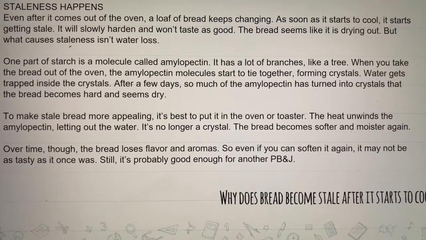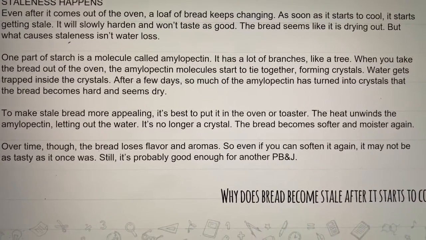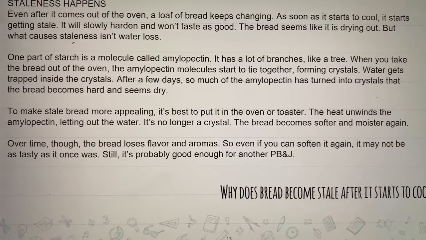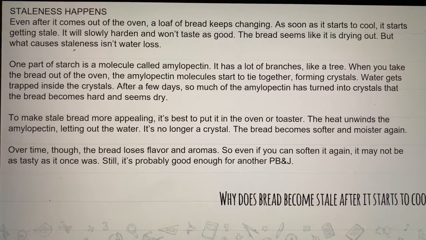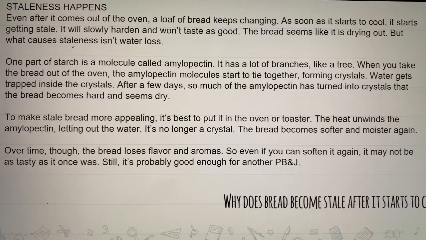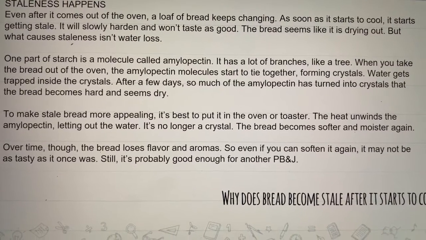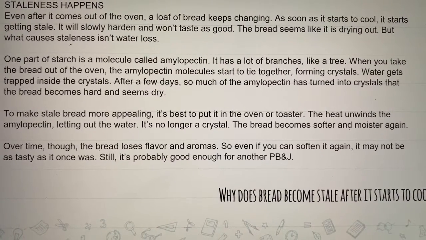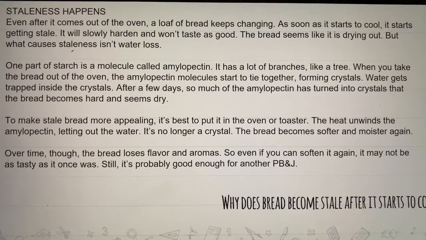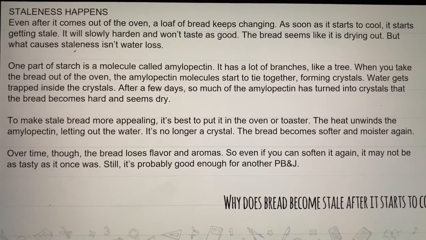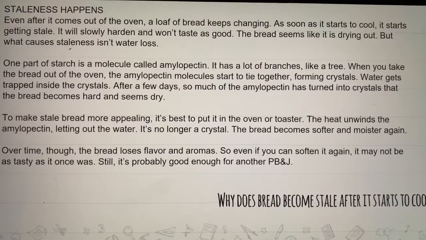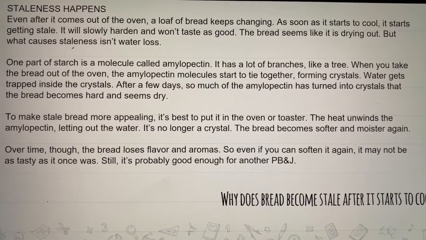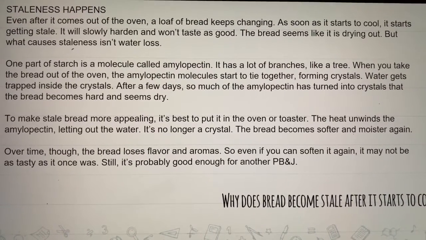One part of starch is a molecule called amylopectin. It has a lot of branches like a tree. When you take the bread out of the oven, the amylopectin molecules start to tie together, forming crystals. Water gets trapped inside the crystals, and after a few days, so much of the amylopectin has turned into crystals that the bread becomes hard and seems dry.